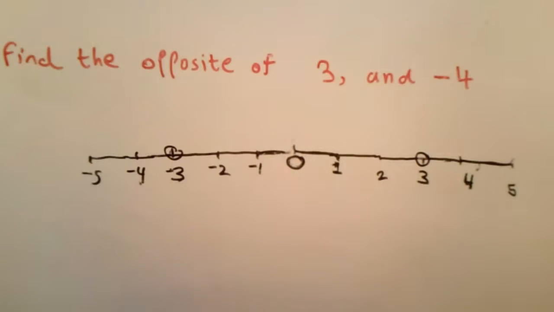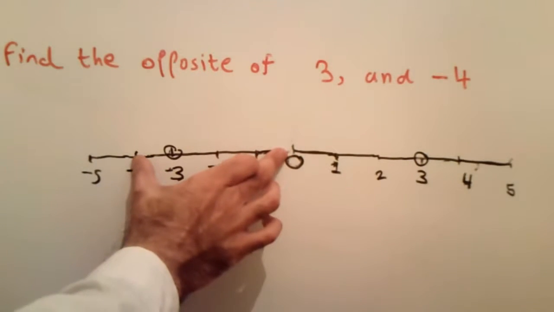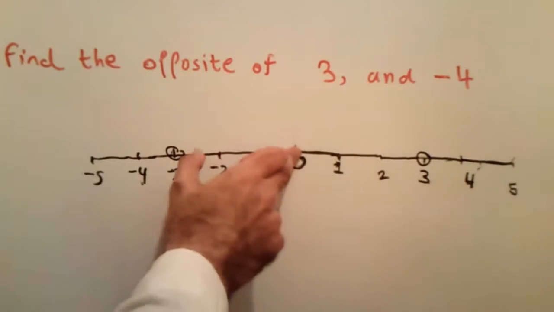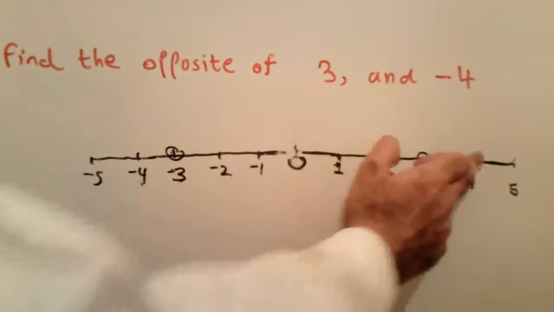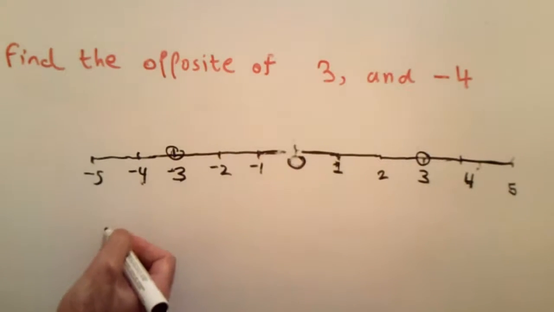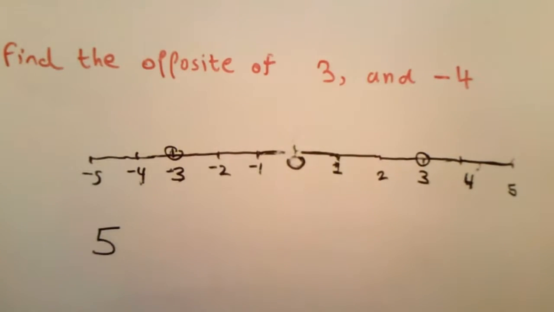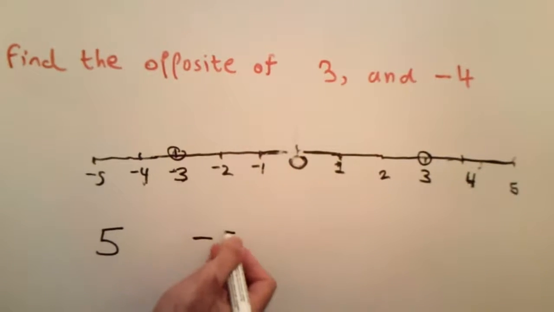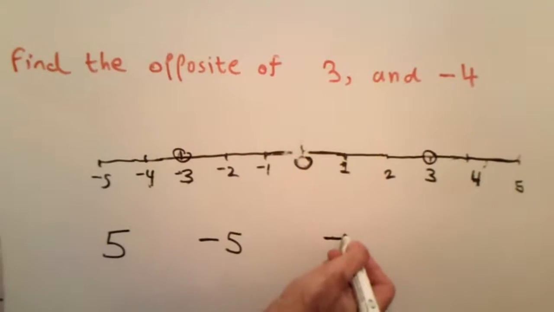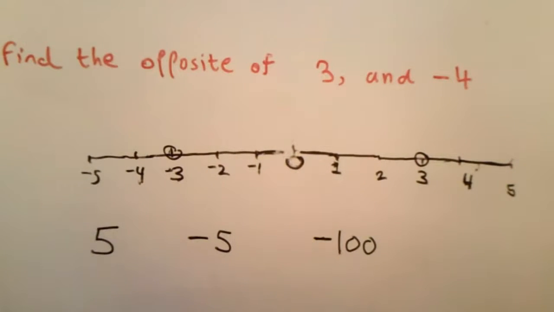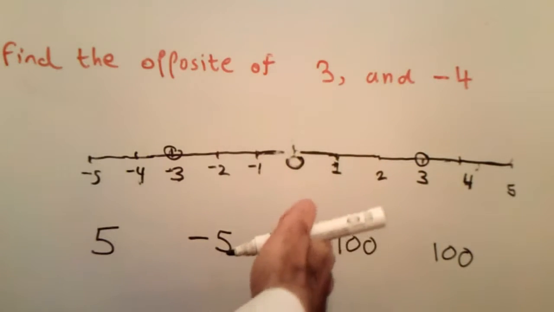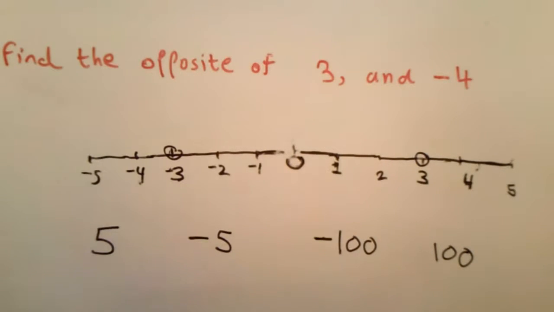What about the opposite of -4? Basically it's a reflection on this side, so -4 there. It'll be 4. It's very easy. What would be the opposite of 5? It would be just minus 5. What about the opposite of minus 100? Simple, it will just be 100. You just swap the signs basically when you're doing the opposites.